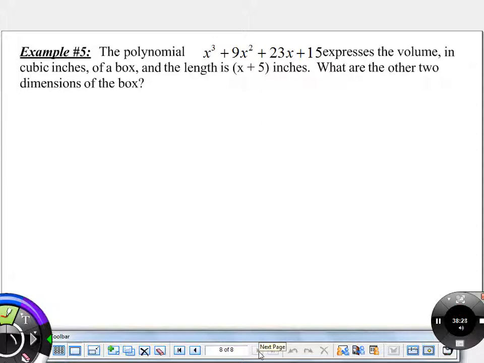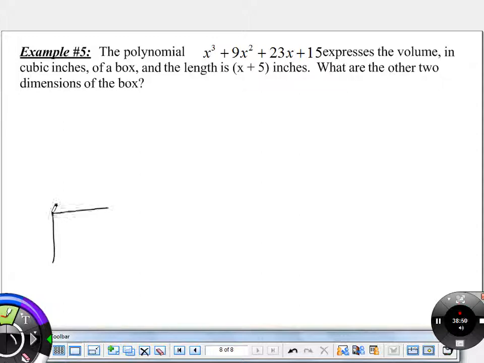All right, so this is just a word problem using that. Let's just talk about approach so we can make sure that if you come across a word problem in your homework, you have a strategy to try. They give you a polynomial, and they say that it expresses a volume. Okay, so that polynomial is a volume in cubic inches of a box, and the box's length is x plus 5. What are the other two dimensions of the box?